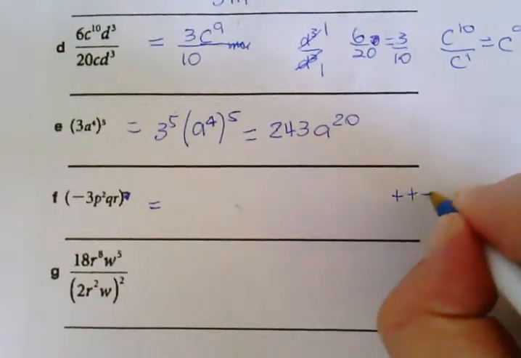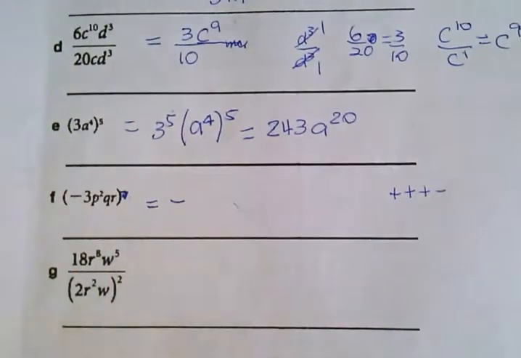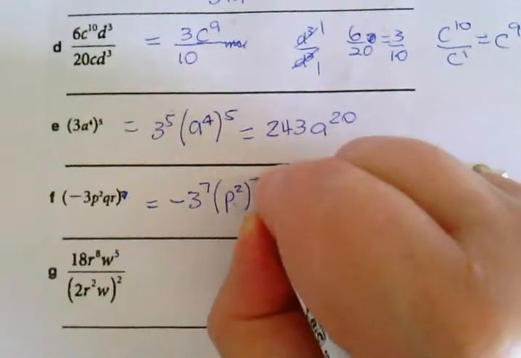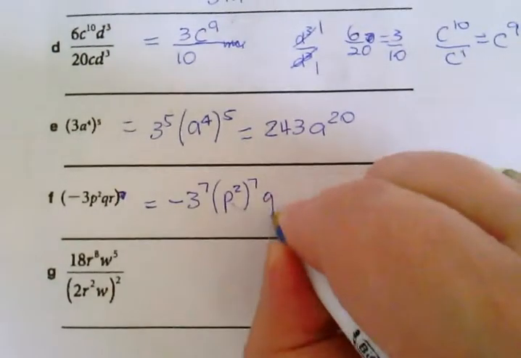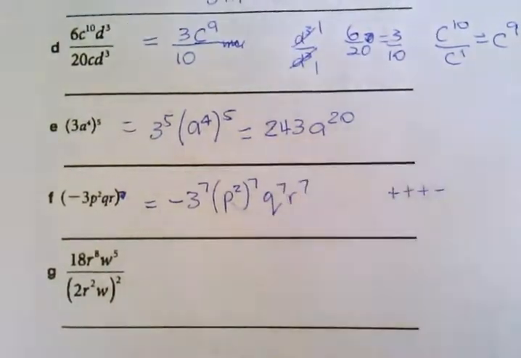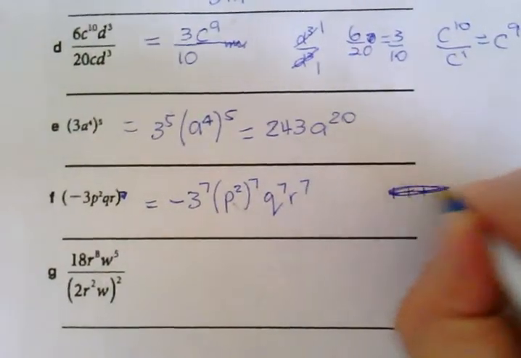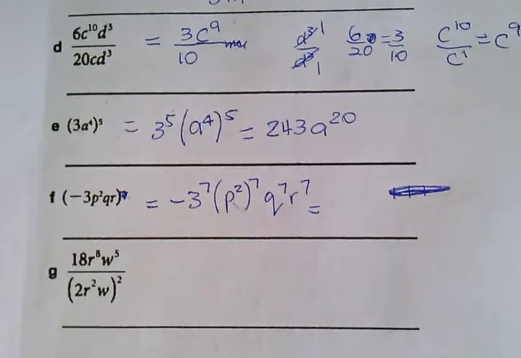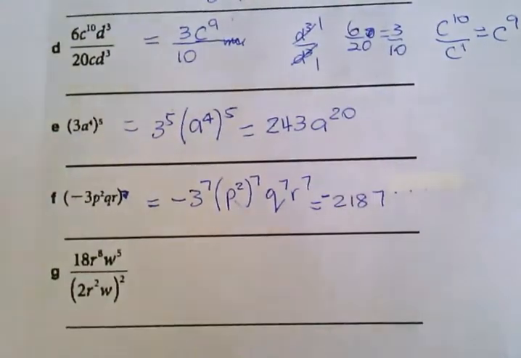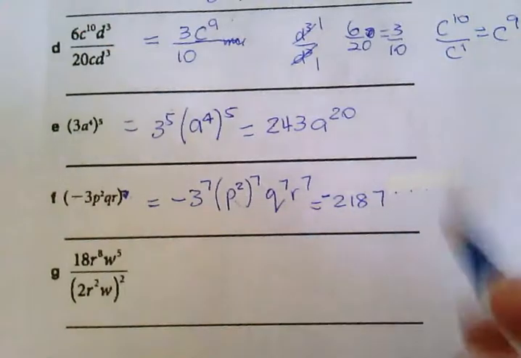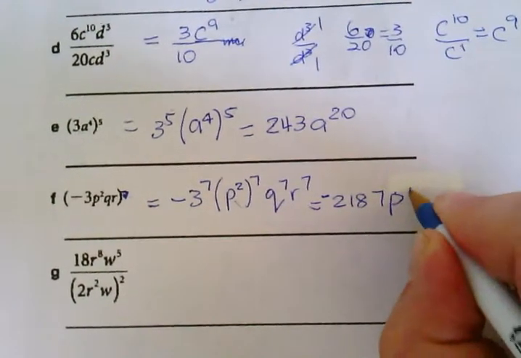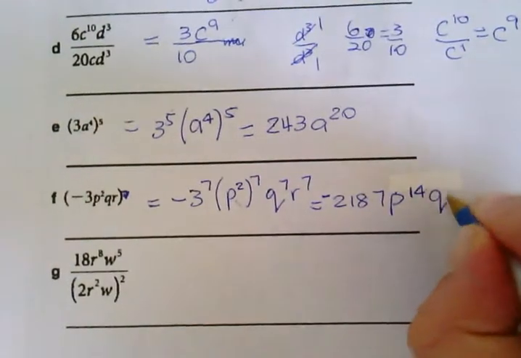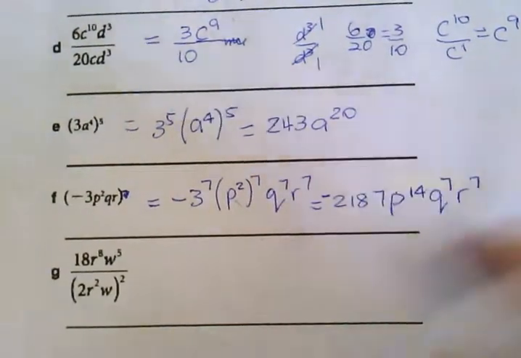Now the next one, a negative to the power of 7. 1, 2, 3, 4, 5, 6, 7 leaves me a negative. Then we've got 3 to the power of 7 and p squared to the power of 7, and then q to the power of 7 and r to the power of 7. I'm just going to rub this off here. So now I just have to work out what 3 to the power of 7 is. Now 3 to the power of 7 is 2187, so I've got negative 2187, p to the power of, now, a power of a power, 2 times 7 is 14, then I've got q to the power of 7, r to the power of 7.